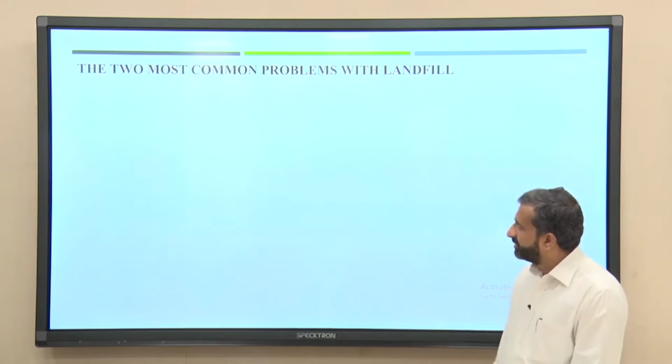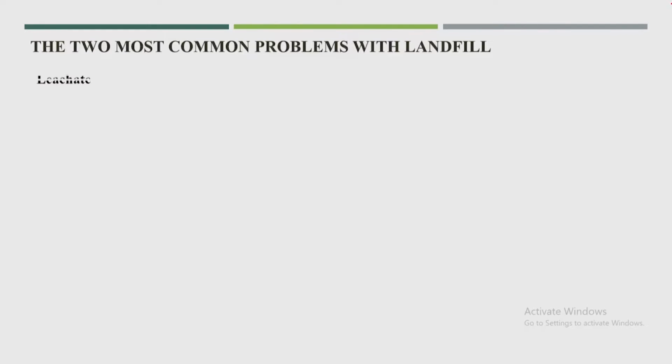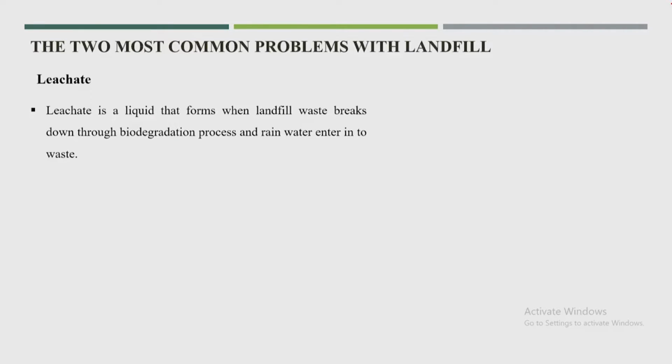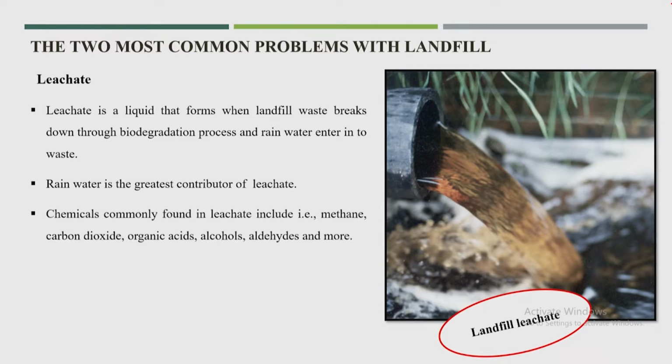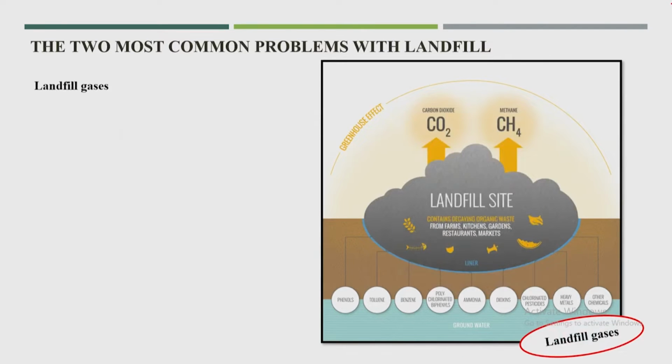There are two major common problems with the landfill. First is the leachate. Leachate is a liquid that forms when the landfill waste breaks down through the biodegradation process and rainwater enters the waste. Here the major contributor is rainwater, because the landfill is open to the atmosphere. A huge amount of rainwater enters the landfill area and breaks down the entire material, collecting all the contaminants, and that will go to the groundwater and pollute it. So, this is the landfill leachate. Rainwater is the greatest contributor of leachate. Chemicals commonly found in the leachate include methane, carbon dioxide, organic acids, alcohols, aldehydes, apart from BOD5, organic matter, metals.